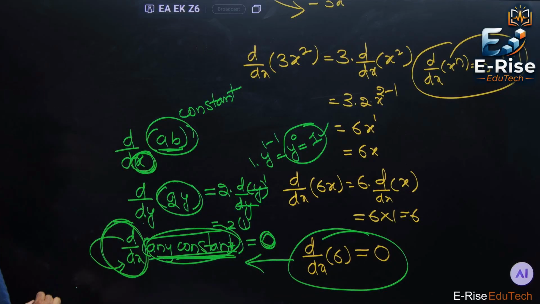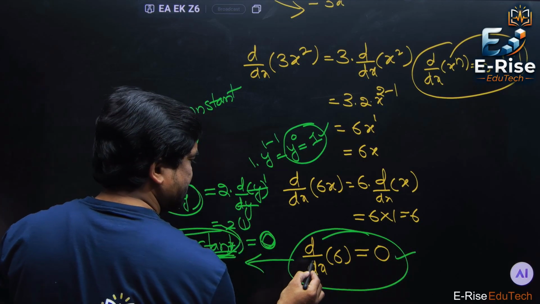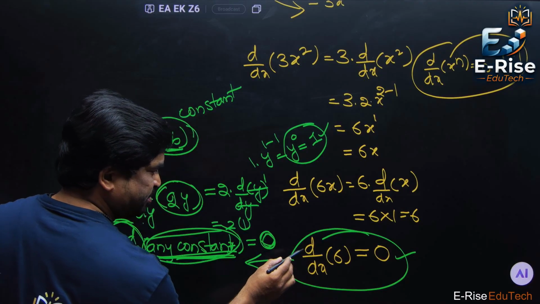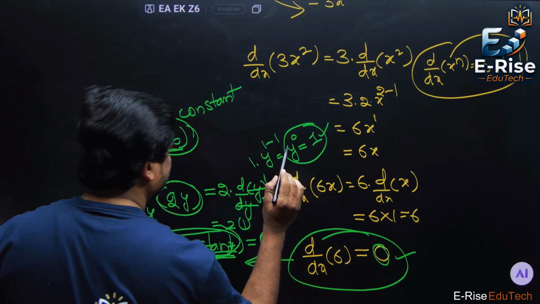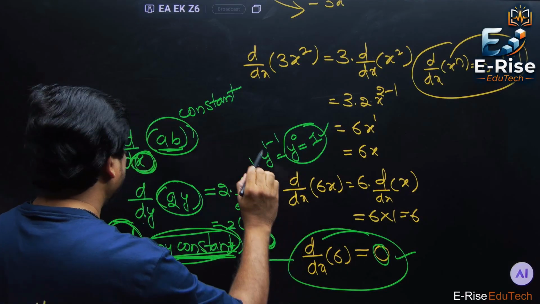Differentiation with respect to x only. Okay. Next, here, point one: d by dx of any constant, differentiation with respect to any constant, you get 0. Any number to the power 0, there you get 1 only, that is equal to 1.